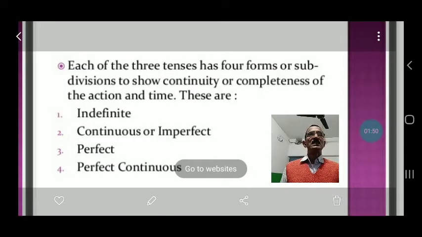Each of the three tenses has four forms or subdivisions to show continuity or completeness of the action and time. These are indefinite, continuous or imperfect, perfect, and perfect continuous. Means number one is indefinite, number two is continuous or imperfect. Indefinite is also known as simple, and the third one is perfect, and the fourth one is perfect continuous.